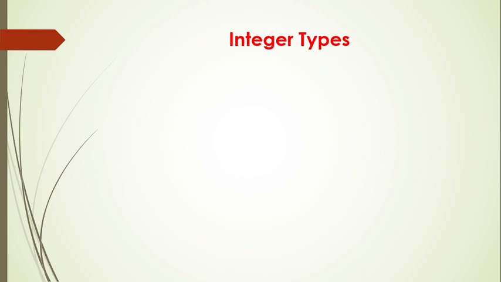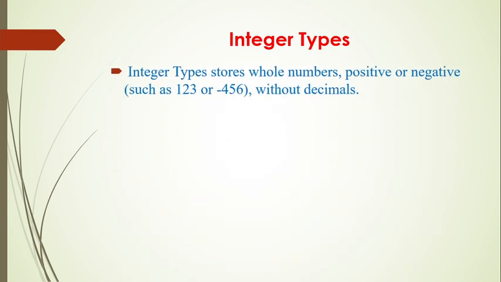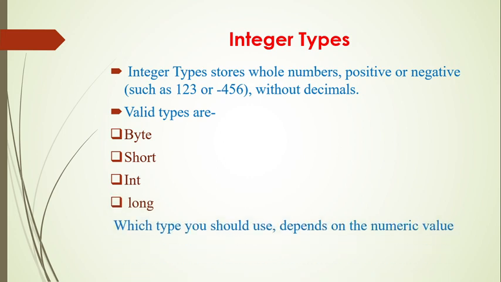First, let's discuss integer types. Integer types store whole numbers, positive or negative, such as 1, 2, 3 or minus 456, without decimals. Valid types are byte, short, int, long. Which type you should use depends on the numeric value and its range. As you know the range of the value, you can decide which data type to use. But by default, integer types use the int data type.